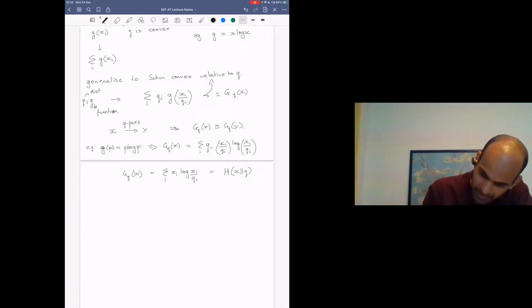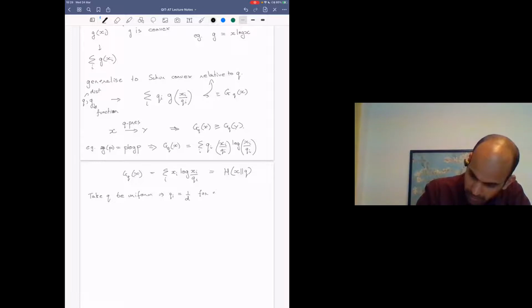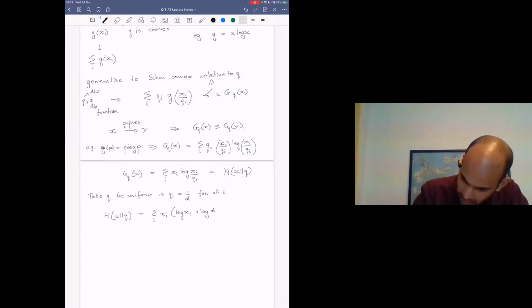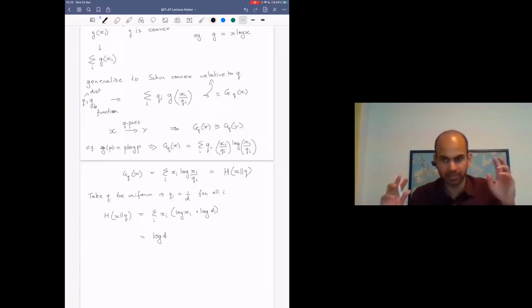So to see why this works, take q to be the uniform distribution, which implies that q_i is just 1 over d for all i. And then what we get is that the relative entropy of x given q is equal to the sum over i of x_i log x_i minus log of 1 over d, which is plus log d, which is equal to log d. Because remember, x is a probability distribution.